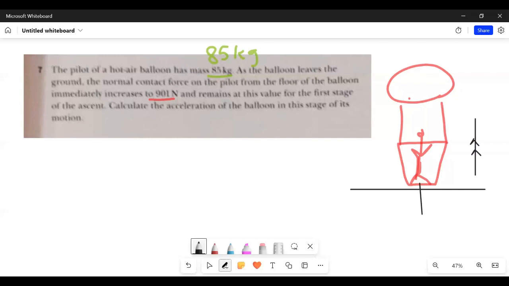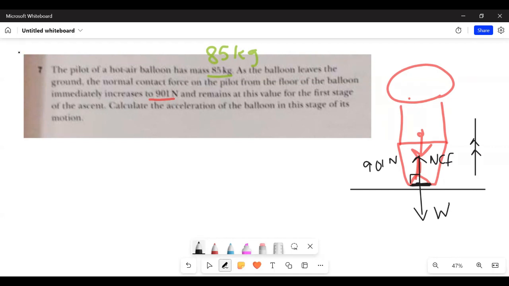Weight is going to be downwards. Normal contact force is perpendicular to the contact, so it's going to be at 90° to the contact. So it should be upwards, normal contact force, and this is 901 newtons, and it remains at this value for the first stage of the ascent. Calculate the acceleration of the balloon in this stage of the motion.